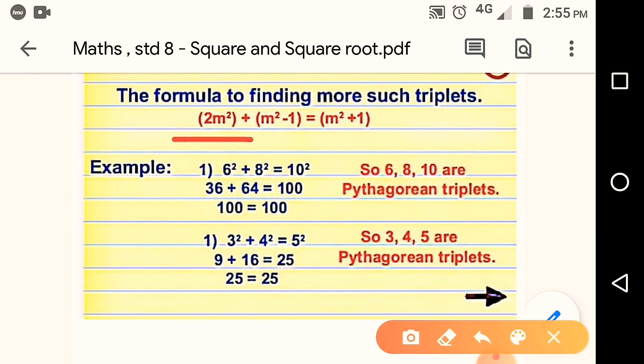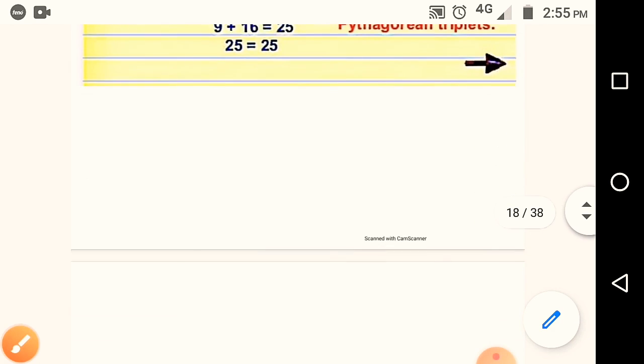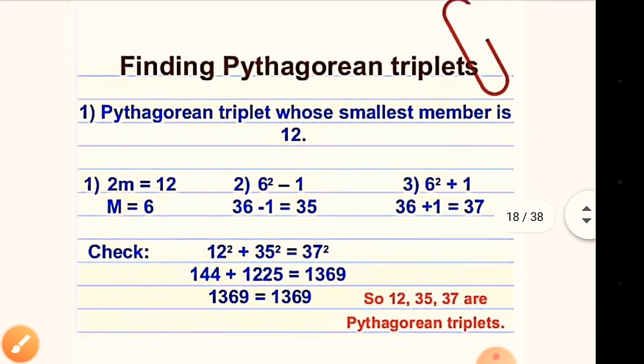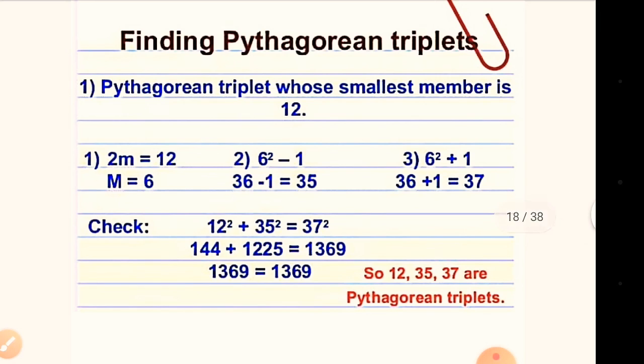ओके, 2m, then m square minus 1 and m square plus 1. We will apply this while doing the sums. Now here one example I have given how to find Pythagorean triplet.